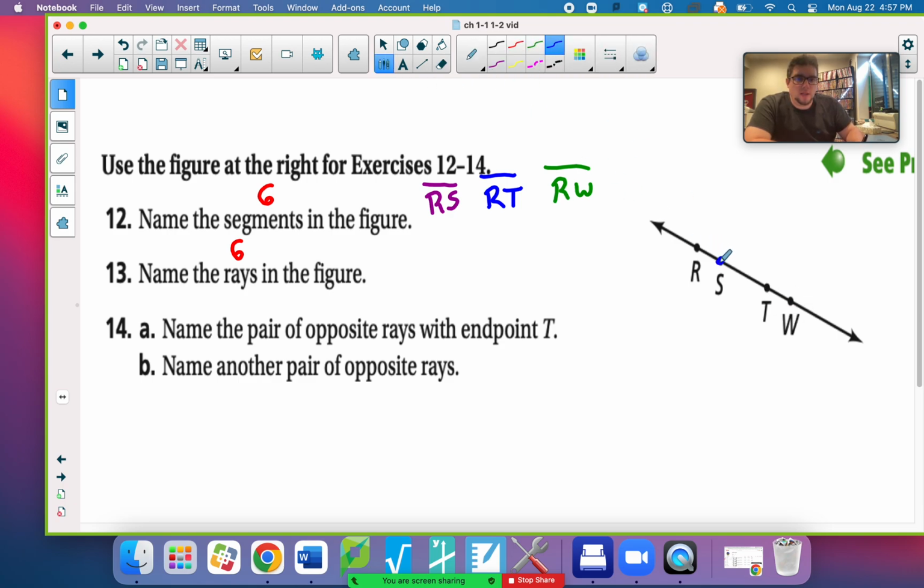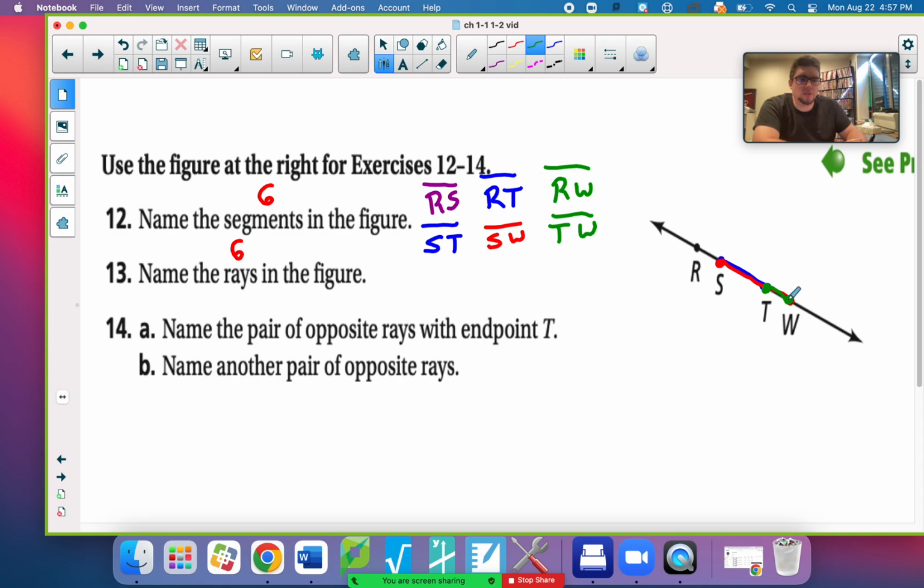We then have line segment ST and line segment SW. The exact same as WT and WS if we read it the other way. Which brings us to our final line segment in the picture, TW. There are not 12 line segments.